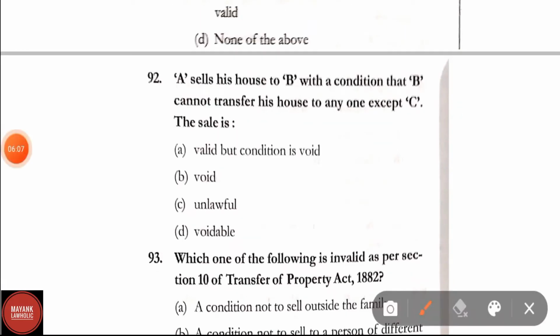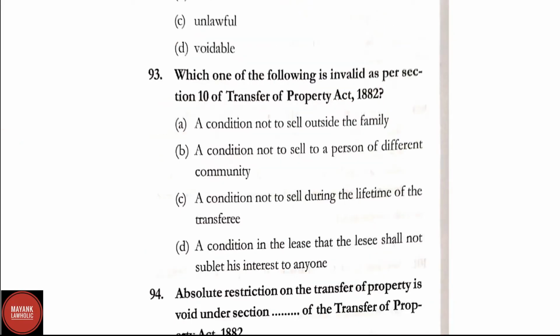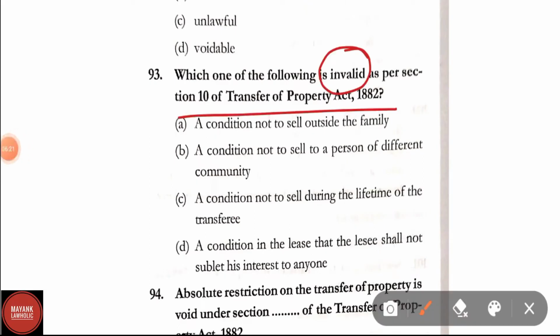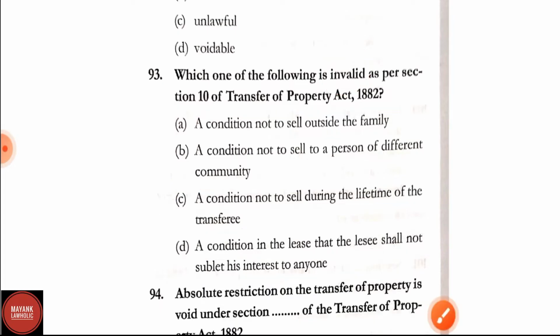Question number 92. A sells his house to B with a condition that B cannot transfer his house to anyone except C. The sale is valid but the condition is void. Question number 93. Which one of the following is invalid as per Section 10 of the TPA? A condition not to sell outside the family, a condition not to sell to a person of a different community, a condition not to sell during the lifetime of the transferee, a condition in the lease that the lessee shall not sublet his interest to anyone. Here correct answer is option C, that is a condition not to sell during the lifetime of the transferee is invalid as per Section 10 of the Transfer of Property Act.